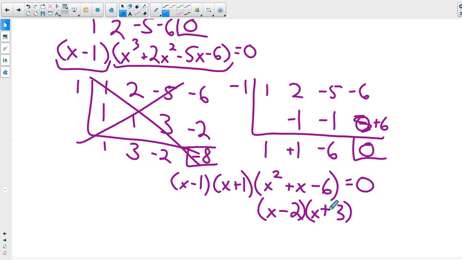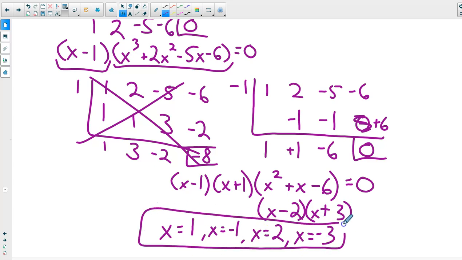So my solutions here are going to be x equals 1, x equals negative 1, x equals 2, and x equals negative 3. Got 4 solutions. I started with a degree 4. I still have a degree 4. That is how we do that problem. Cool. That's a lot of work. Can be a lot of work.